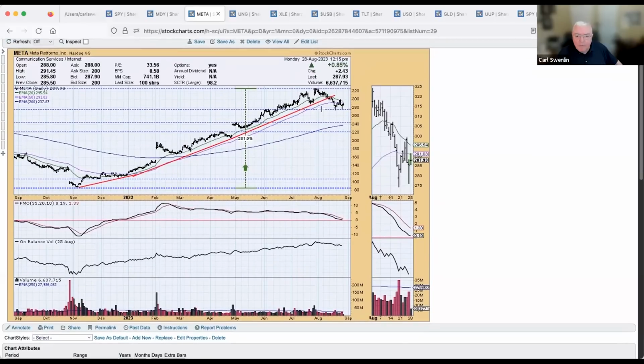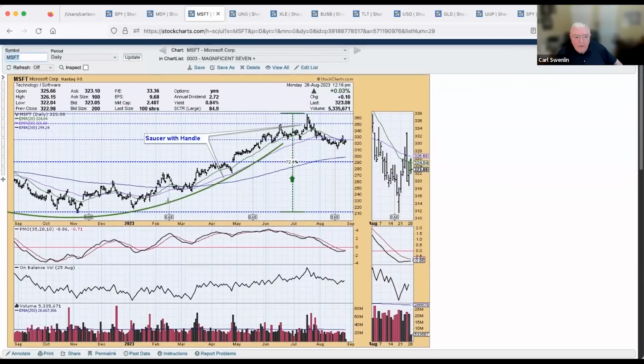Meta Platforms broke down through the rising trend lines. It's been a very orderly rising trend. Right now, it's caught on this level of support. It may continue sideways or it may go some lower.